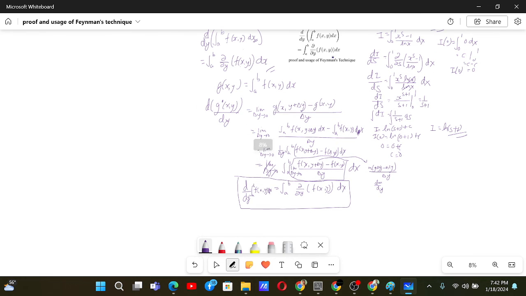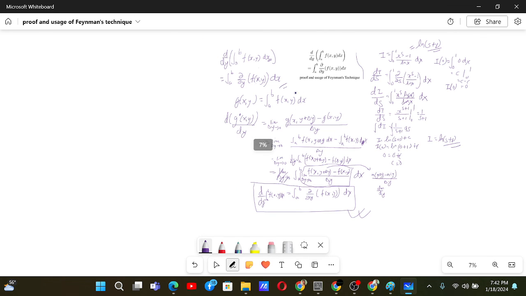Our statement is the same thing: d dy of the integral from a to b of f of x comma y dx is the integral from a to b of the partial derivative of f, and then dx. So we proved our statement, and we also saw an example, and that is it.